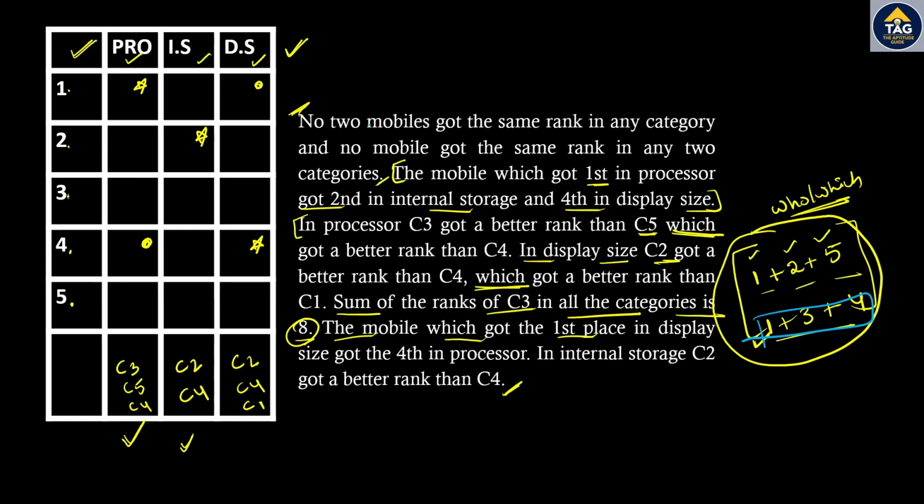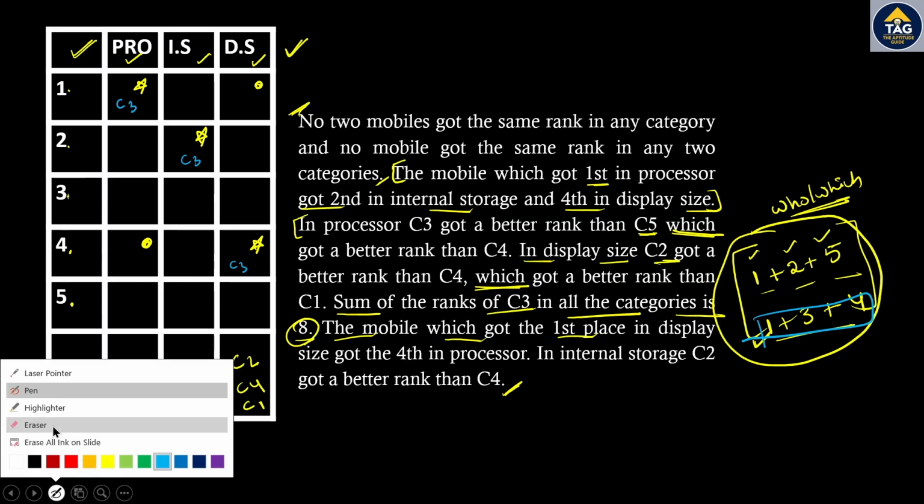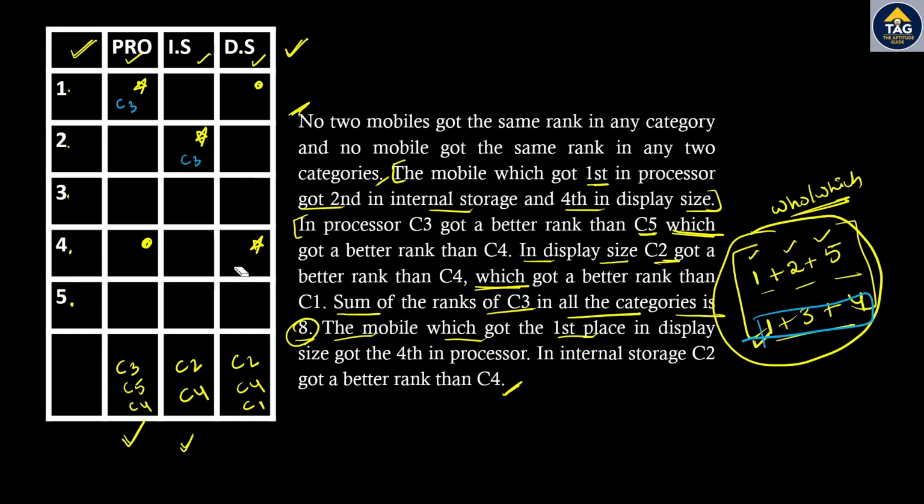If C3 gets first rank in processor, assume that it's C3. This has to be C3 again, as these 2 are the same, and even this has to be C3. But the sum of these 3 will never give you 8. It is clearly mentioned that the sum of the ranks of C3 has to be 8. The sum of these 3 is 7, so it cannot be C3.